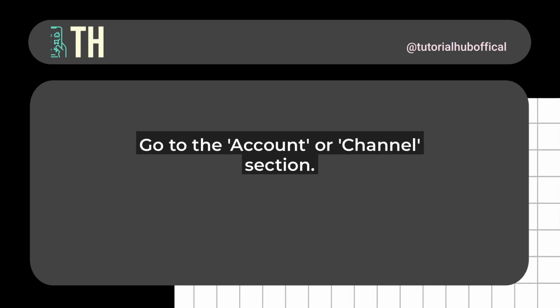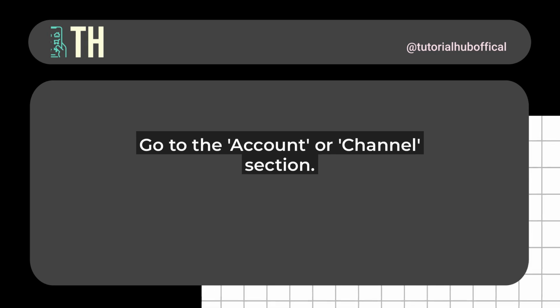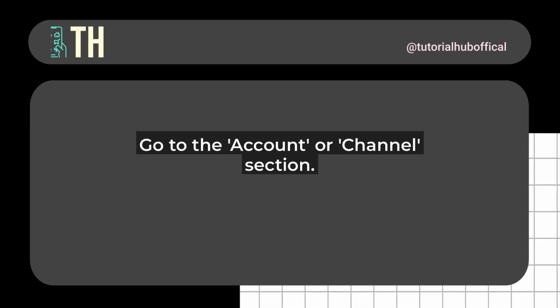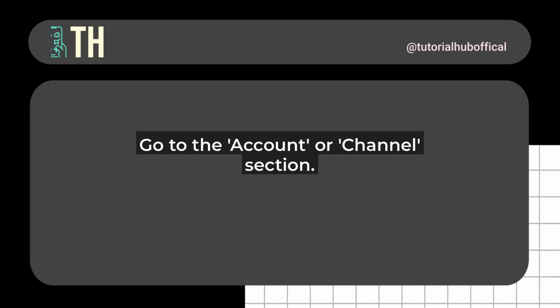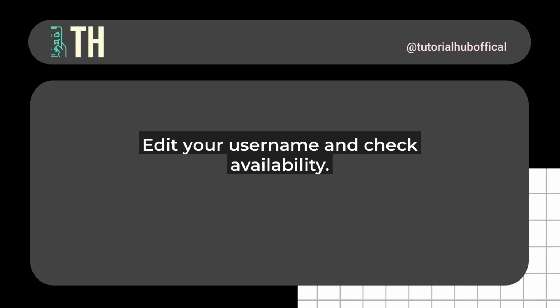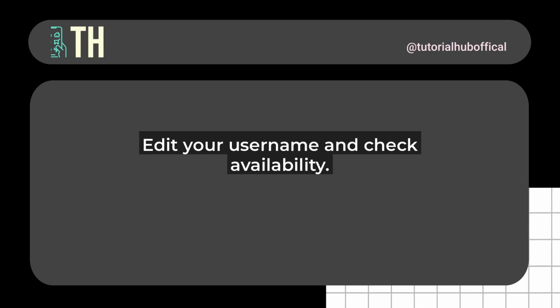Type in your new desired username. Keep it unique and memorable. Before you save, YouTube will check if the username is available. If it is, great. If not, you'll get a notification to try something else. Once you've got an available name, hit Save or Confirm. Don't worry, this change might take a few minutes to update across the platform.